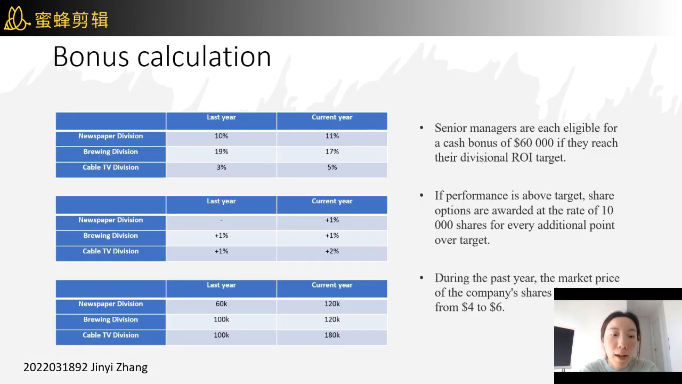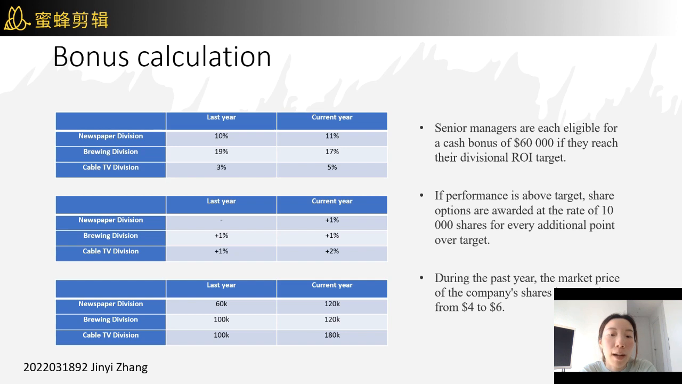So based on the background we provided, let's calculate the bonus for each division's senior managers for last year and the current year. The first graph shows the ROI for each division. Comparing to the targets, basically all of the divisions have already achieved their target, and most of them are even over the target. The company says that if performance is above target, share options are awarded at the rate of 10,000 shares for every additional point over target.